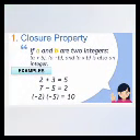Closure property. If a and b are two integers, then a plus b, a minus b and a multiply b is also an integer. Let's understand with the help of example. 2 is an integer, 3 is also an integer. When we add these two integers, we are getting 5 and 5 is also an integer.